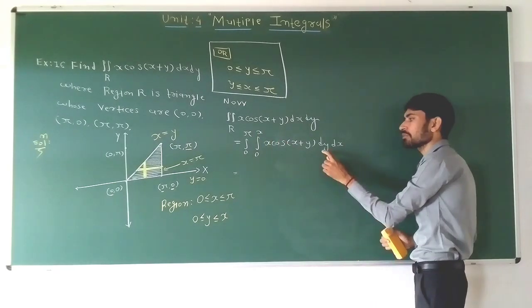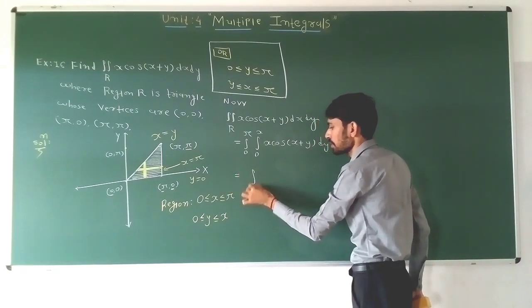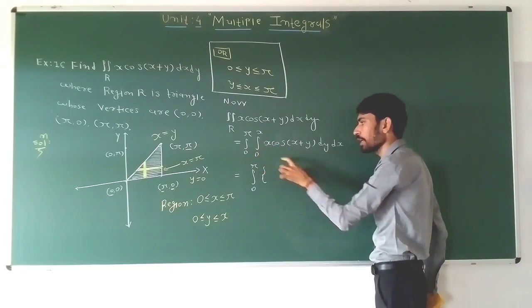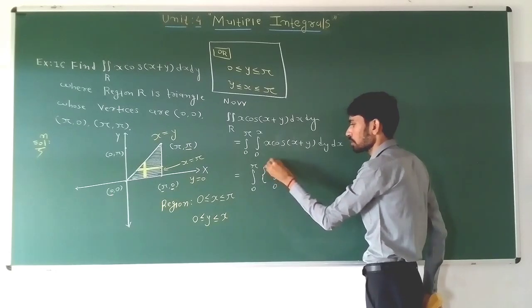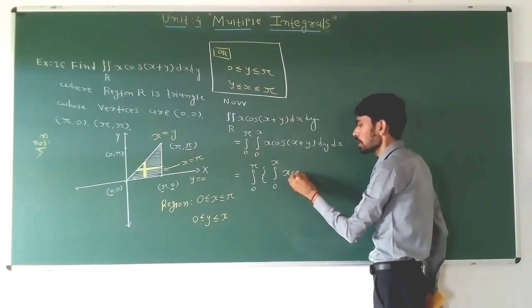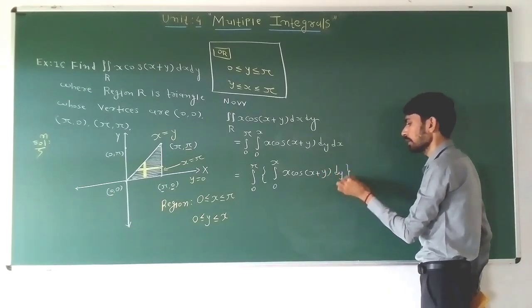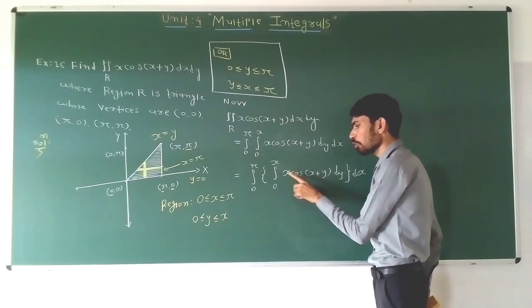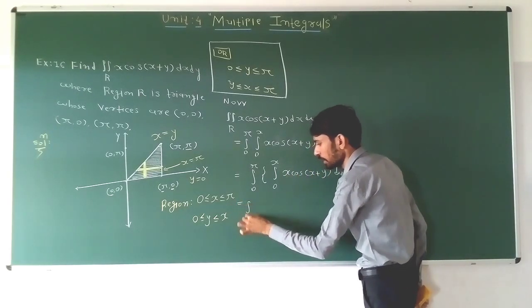So that's why here we write dy dx. Now our next step is integration 0 to pi. Here our limit is in the form of x. So here we are doing the integration of our function first of all with respect to y. So integration 0 to x, the function is x into cos x plus y, dy dx. Now here we are doing the integration of our function x into cos x plus y with respect to y.